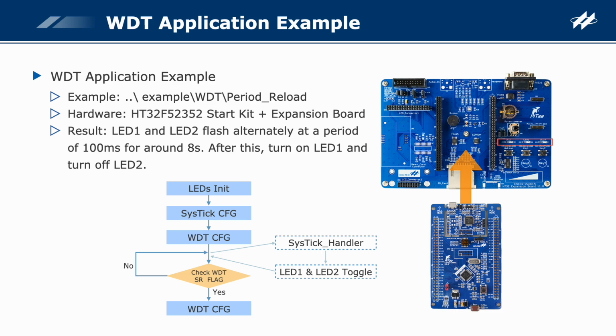After approximately 8 seconds, the WDT counter will underflow by default. After this, disable the SysTick timer interrupt, turn on LED 1, and turn off LED 2. The program enters a loop and waits.